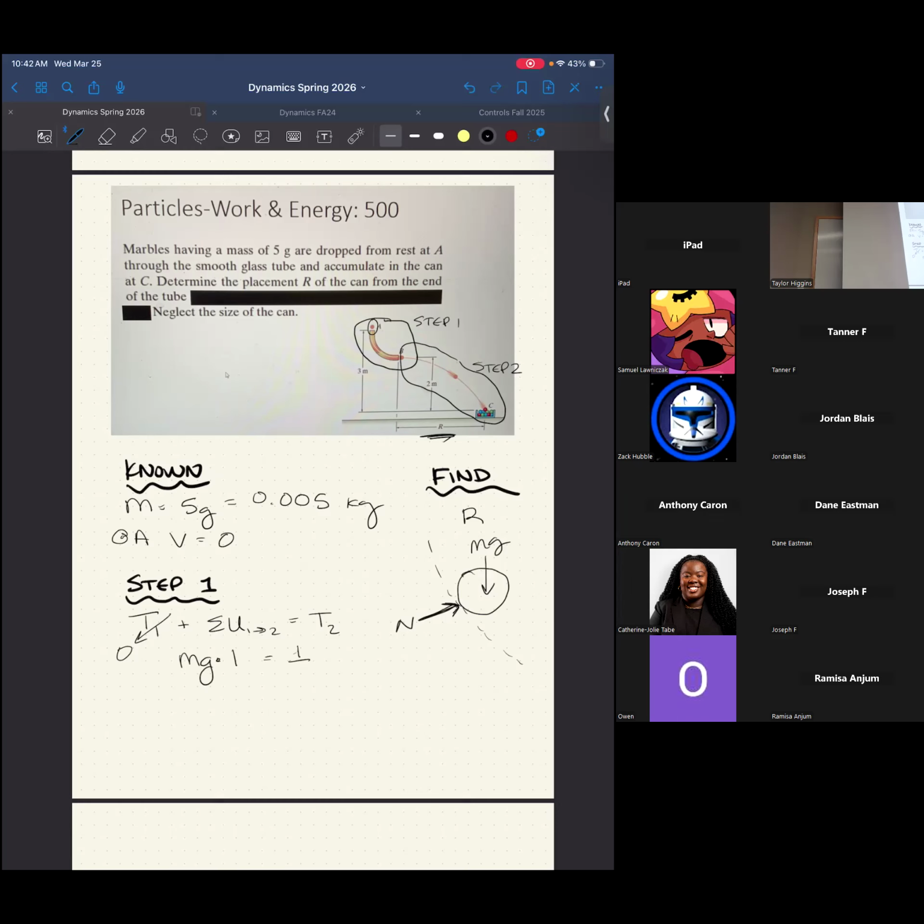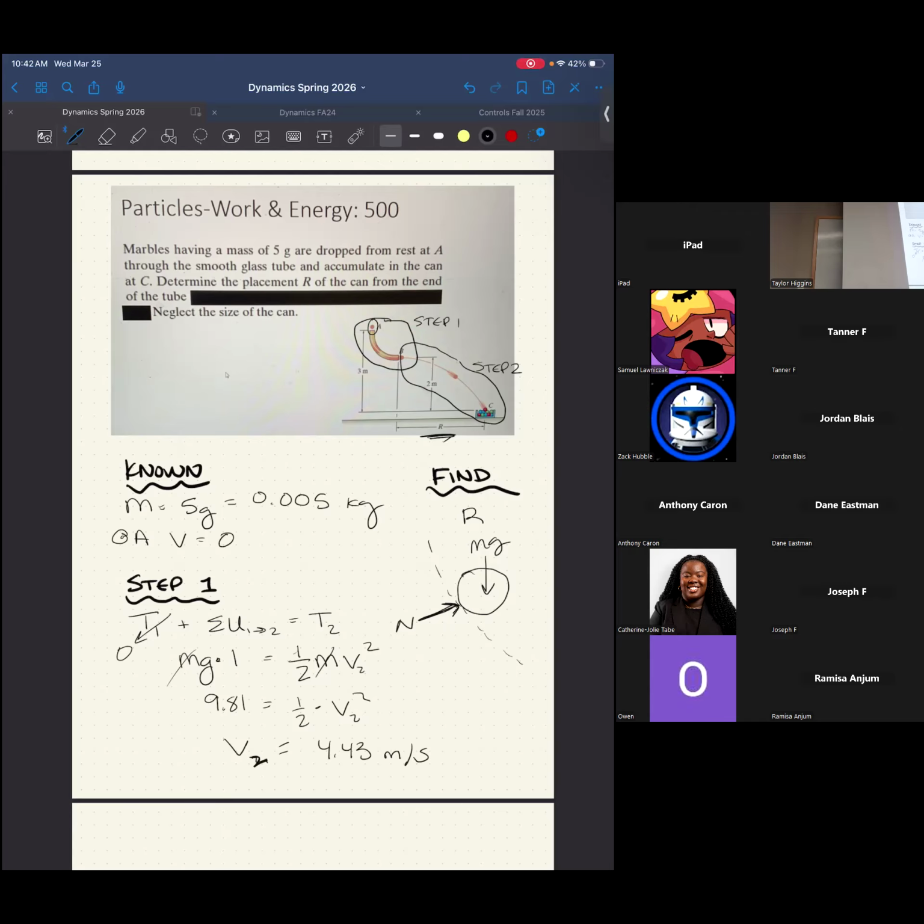And then kinetic energy at the end is 1/2 m v2 squared. Our masses cancel, so those don't really matter. We get 9.81 equals 1/2 times v2 squared. We should get v2 equal to 4.43 meters per second.